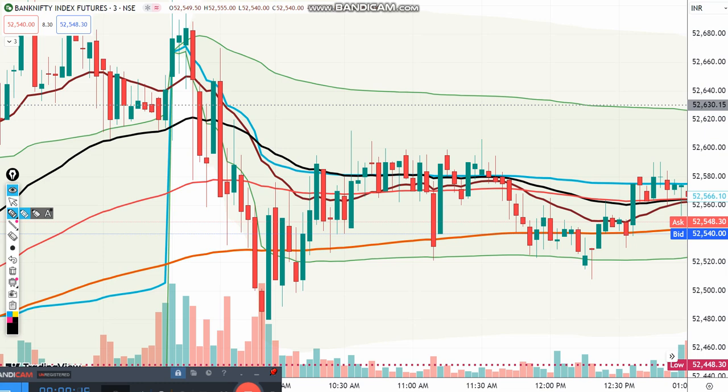I waited for the 21 EMA to cross the VWAP, to cross the 50 EMA. It crossed the 50 EMA, but there were no connecting candles at the crossover point.